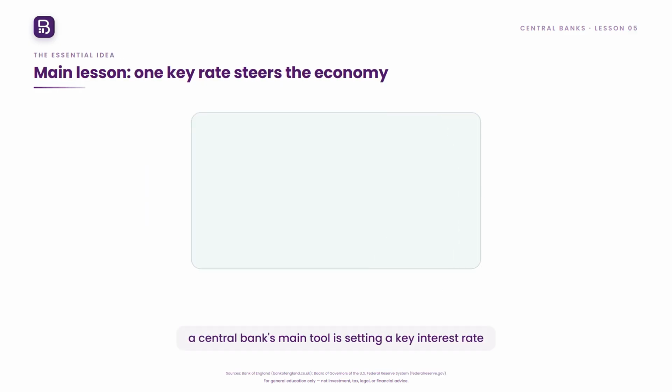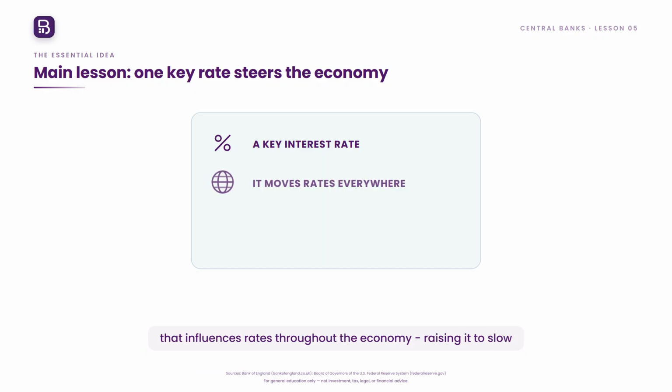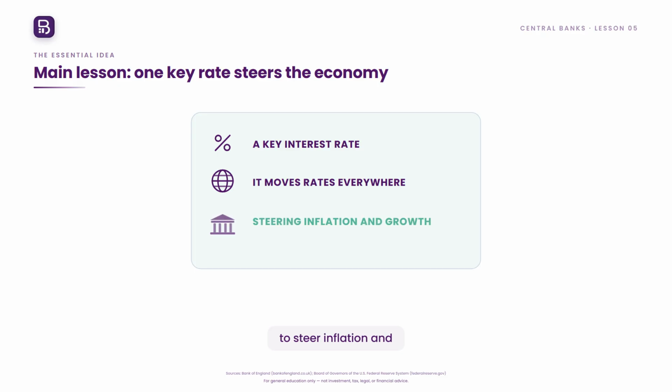A central bank's main tool is setting a key interest rate that influences rates throughout the economy, raising it to slow borrowing and spending, or lowering it to encourage them, to steer inflation and growth.